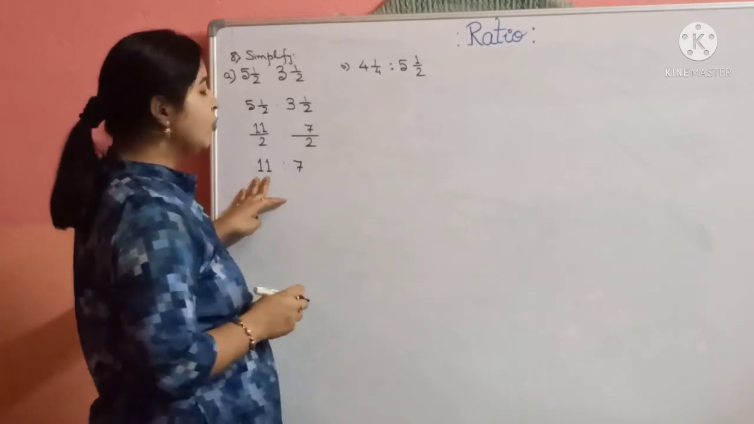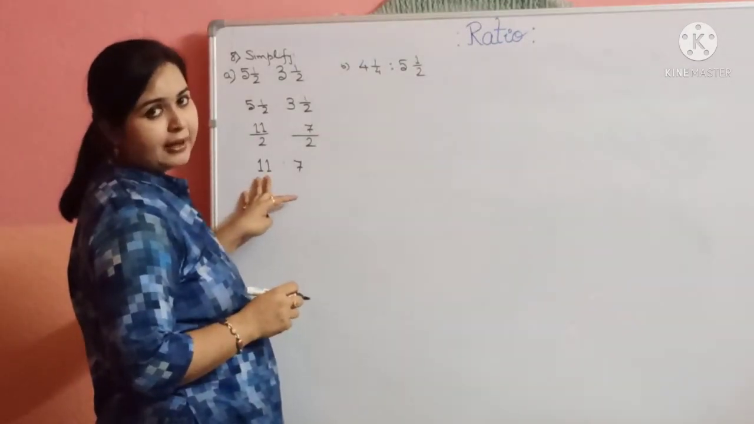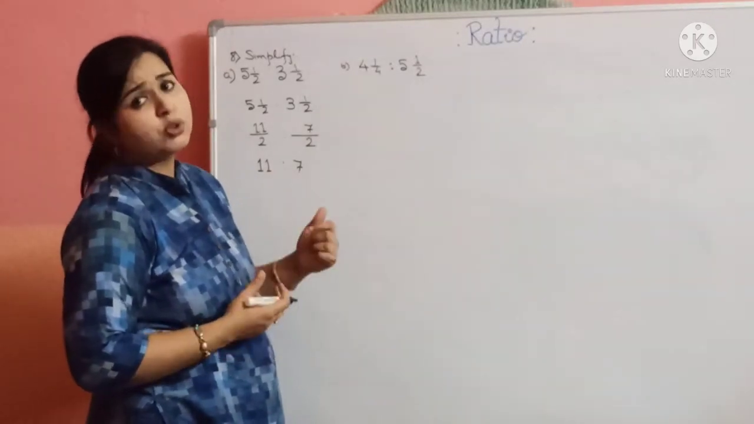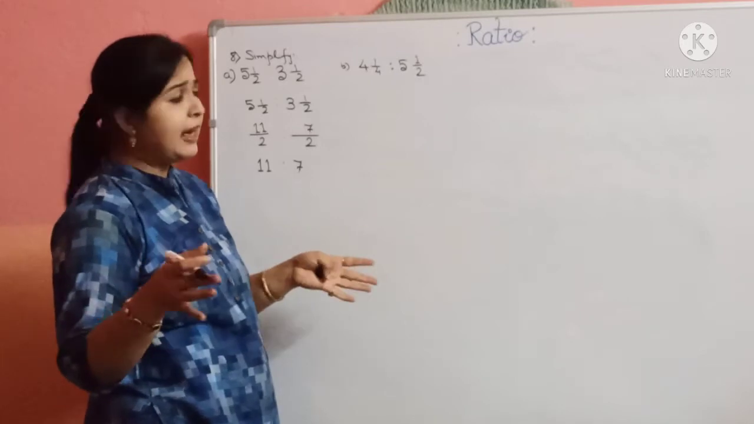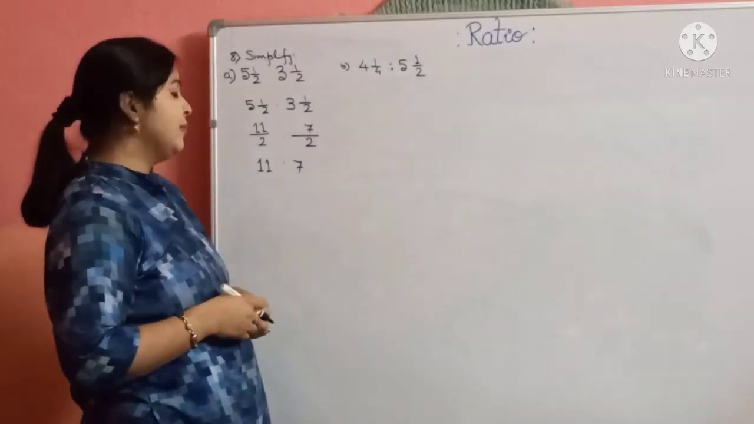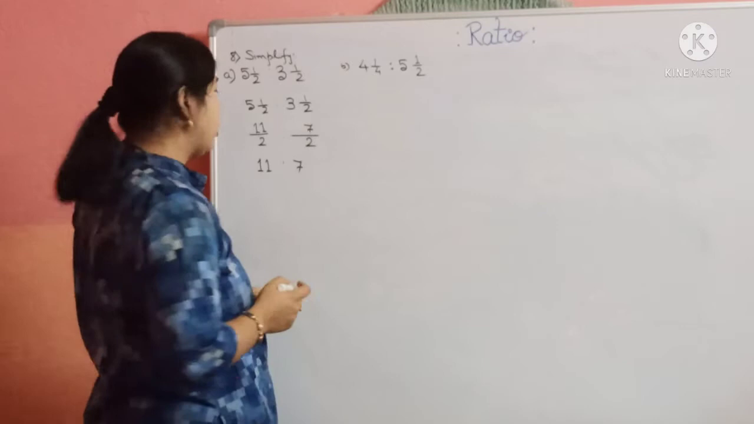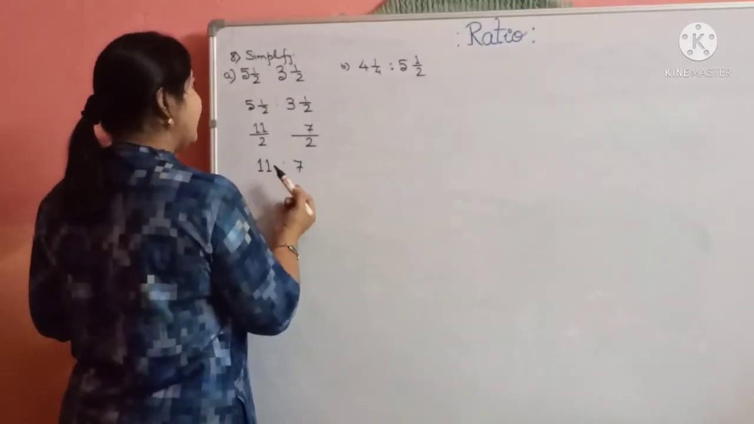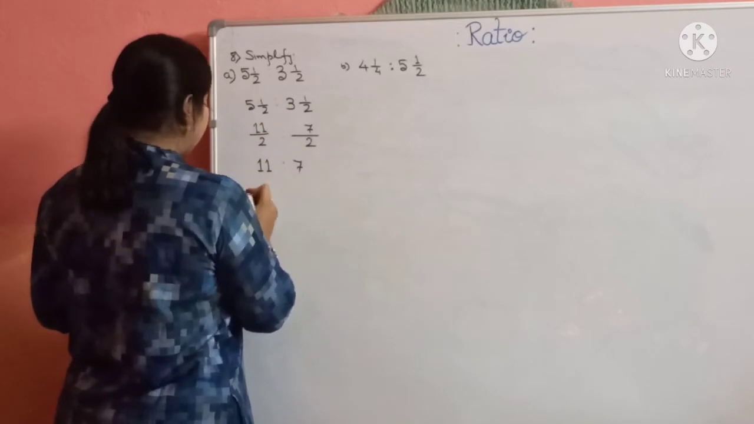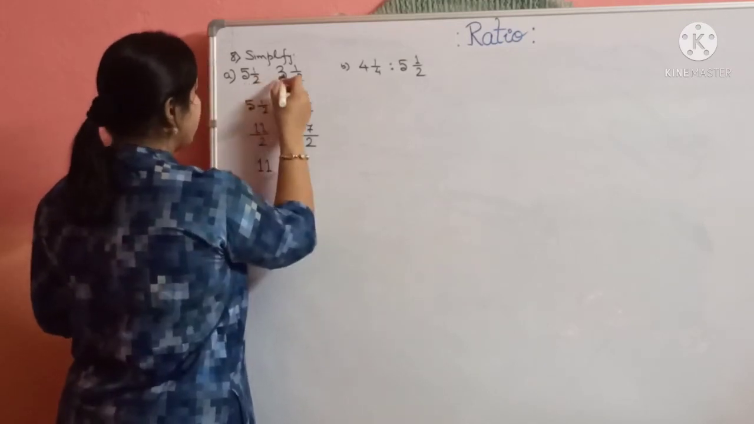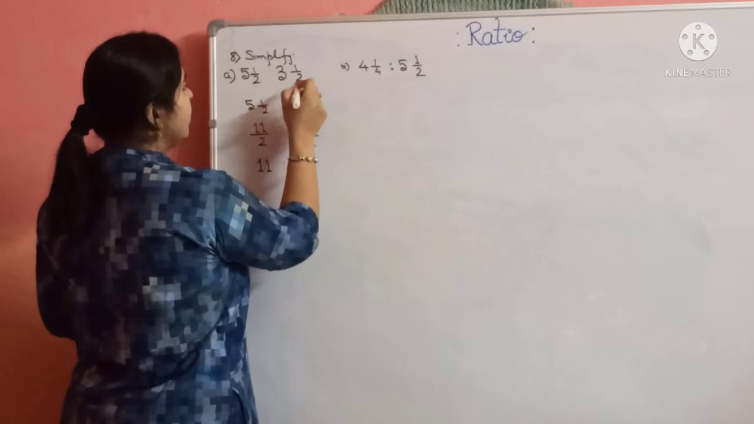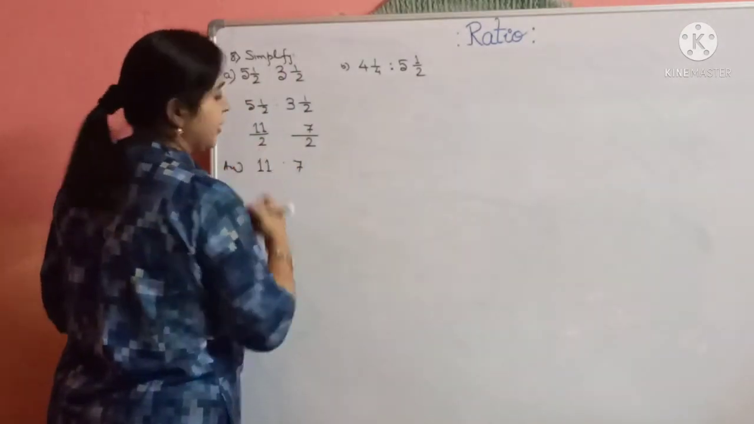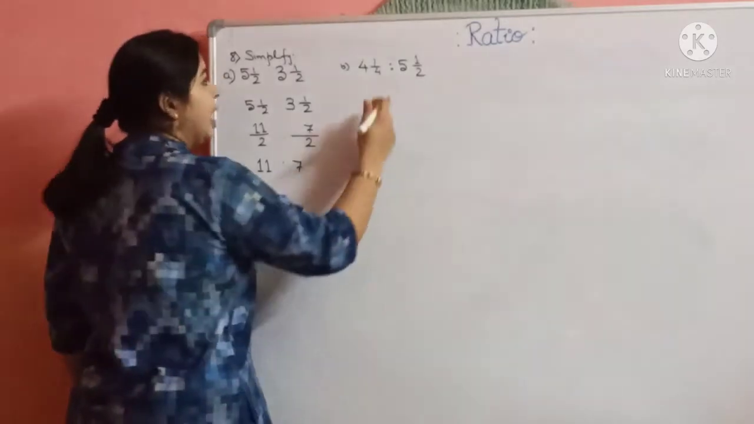So can you think of any more divisibility factors for 11 and 7? No, na? Why? Both are positive integers and no more. They cannot be divided by any other number. So what's our simplified answer? That is 5 whole 1 by 2 is to 3 whole 1 by 2 gives us the answer 11 is to 7. Done.